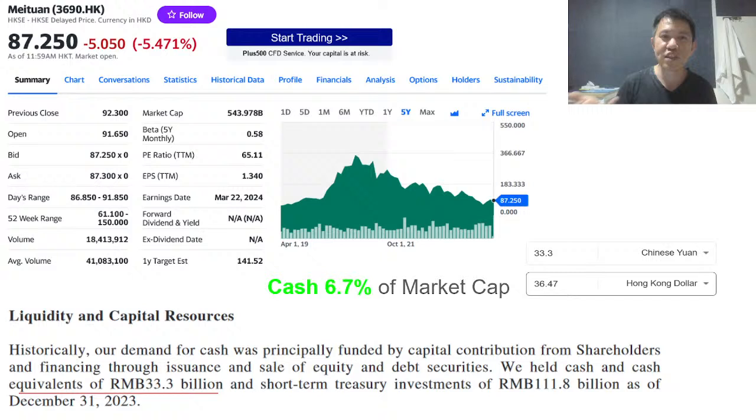So if you understand the company and the stock price drops, you will have the conviction to buy more, to add to your position. If the stock price drops and you are not adding more, it means you don't understand the company and you don't have conviction. If you don't understand the company, it's okay, because I cannot force you to understand. I can explain to you.